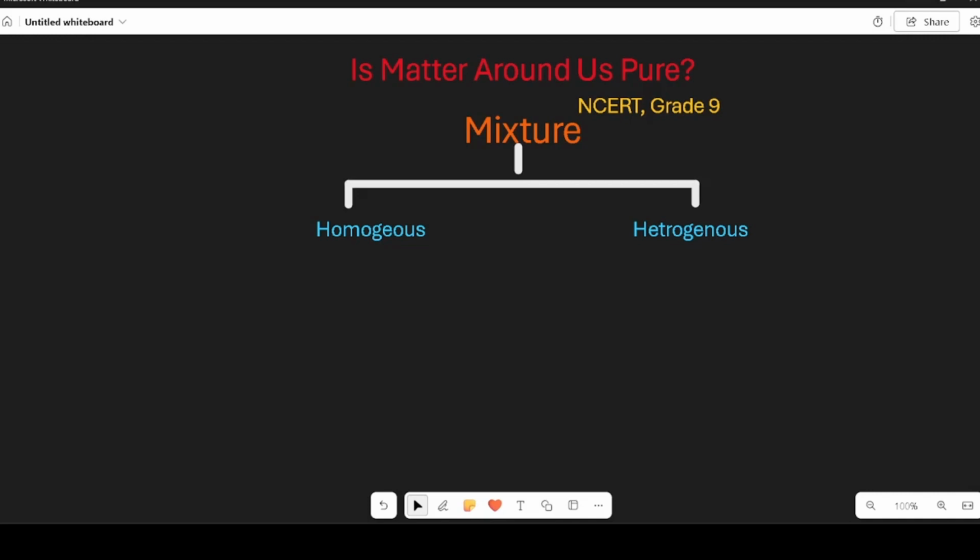They have non-uniform composition throughout. So that could be water mixed with copper sulfate and potassium permanganate, or copper sulfate mixed with common salt. So the water does not have the same constituents throughout, because the water is mixed with copper sulfate and potassium permanganate, or common salt. So it has different components, so it's called a heterogeneous mixture.